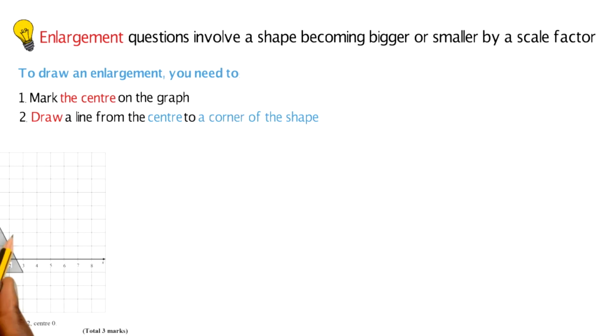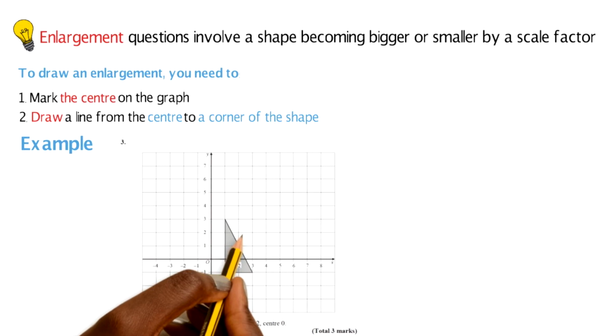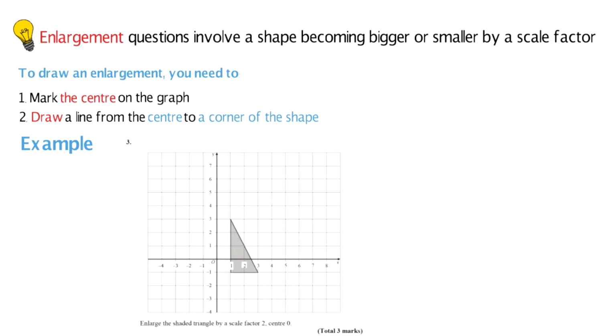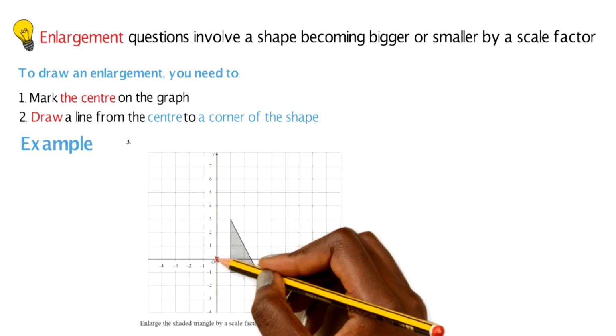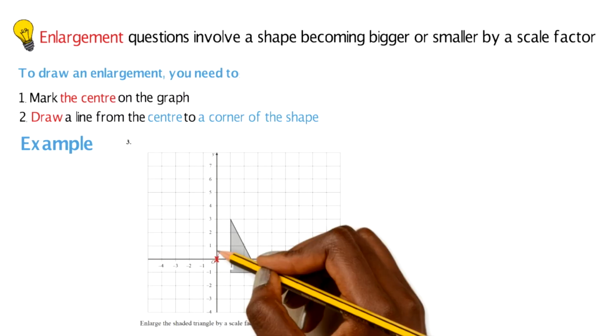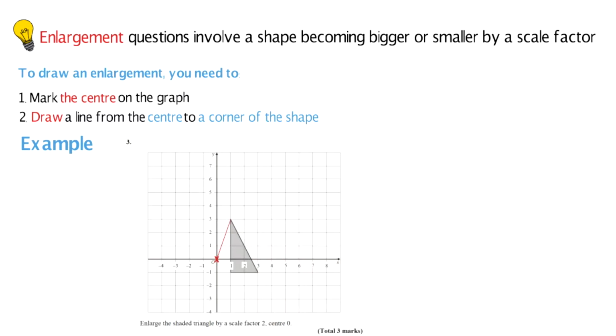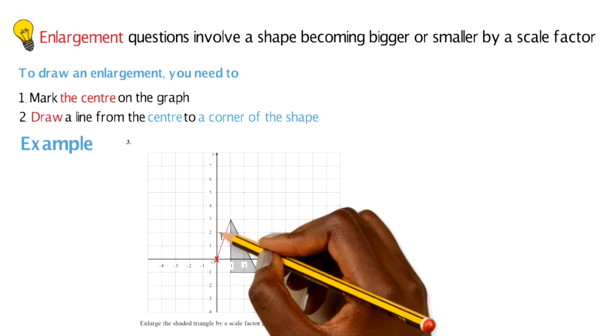So an example, because we love examples to understand things. We have this shaded triangle and it's enlarged by a scale factor of 2. Scale factor of 2 basically means multiplied by 2. So from the center O, we've marked our center. Now we're going to draw a line from the center to one of the corners on the triangle. Okay, so that's part 1, right?